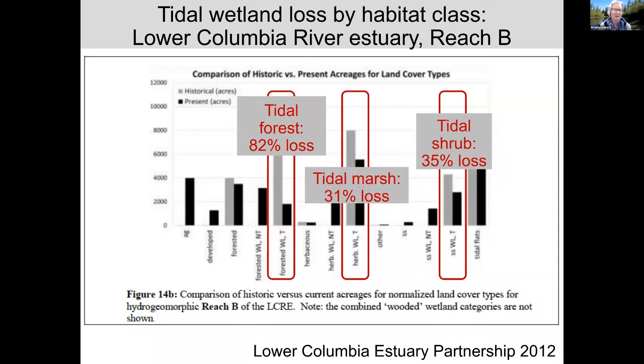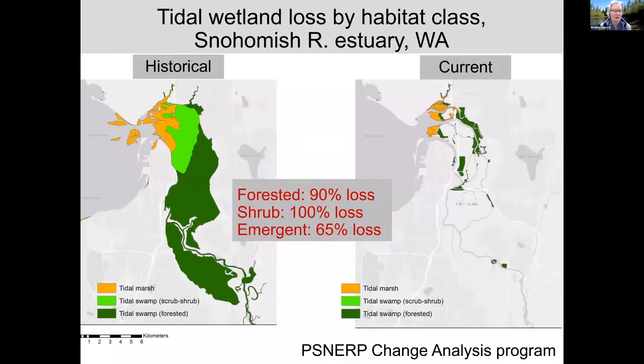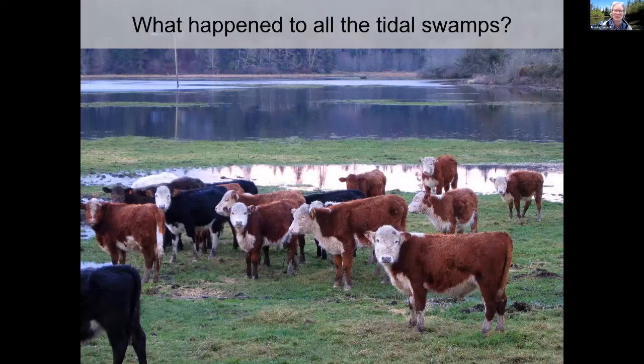That's a big change. And similar to the Oregon coast, and in the Snohomish River estuary, up in Puget Sound, this is near Everett, Washington, there's been a similarly very high loss of forested tidal wetlands, 90%. They've basically lost all their shrub wetlands from this estuary, and emergent, they've lost about 65%. And by the way, these data are almost identical for the whole Puget Sound area. So forested wetlands have been disproportionately impacted. And you might ask what happened to them. Inquiring minds want to know.